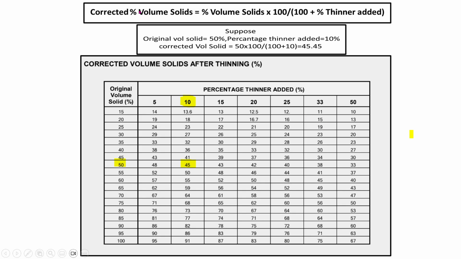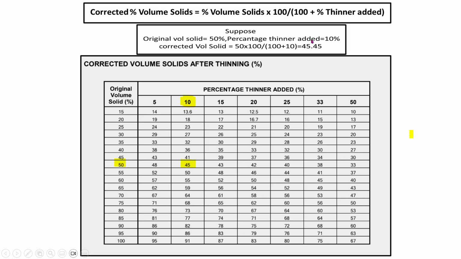You see the corrected volume solids: the volume solid into 100 divided by 100 plus how much thinner we are adding. Suppose your original volume solid is 50%, percent of thinner you are using 10%. So corrected volume solid will be 50 into 100 divided by 110, that is 45.45. Earlier it was 50. When you are adding 10% thinner, your corrected volume solid will be this much. So your wet film thickness will be more.